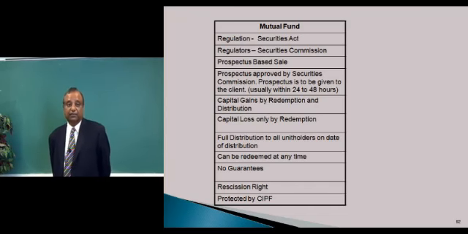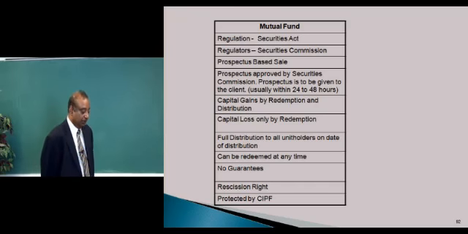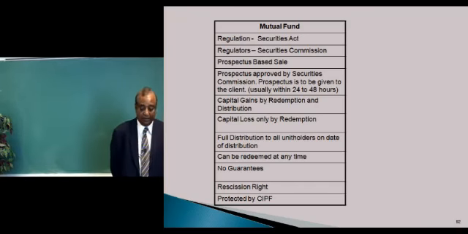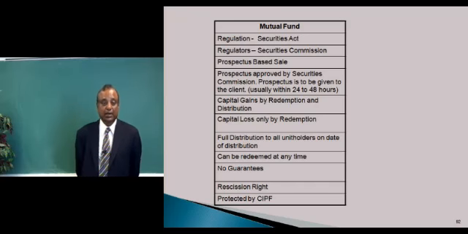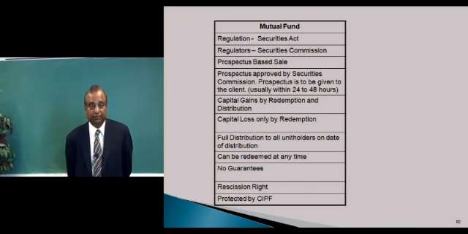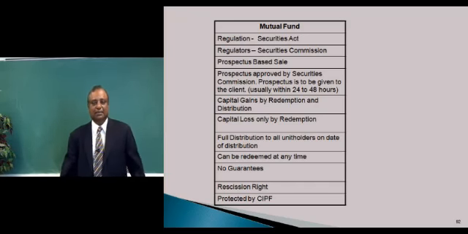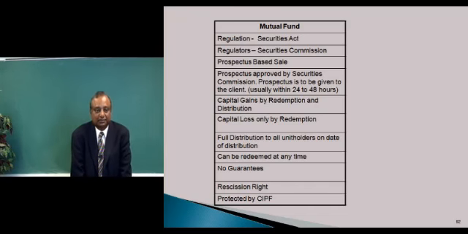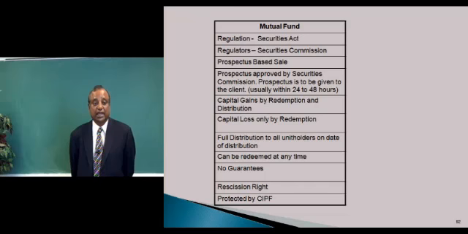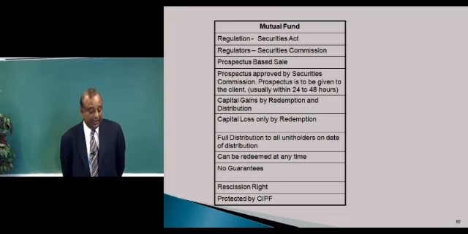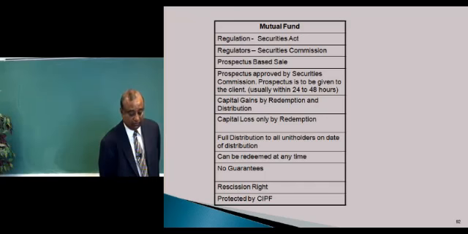A mutual fund gives a full distribution to all unit holders on the date of distribution. That means whoever is the unit holder on record will get the same amount of distribution. Let's say the fund is distributing $1 per unit. Anybody who is the shareholder on the date will receive $1. It doesn't depend upon the length of time the person held the shares. There are no time restrictions in a mutual fund. You can redeem at any time. There are no guarantees. And the mutual fund is protected by the Canadian Investor Protection Fund.